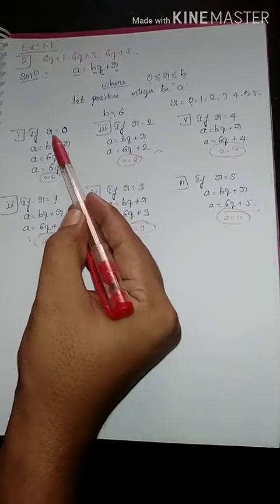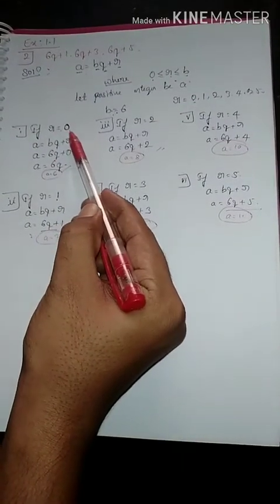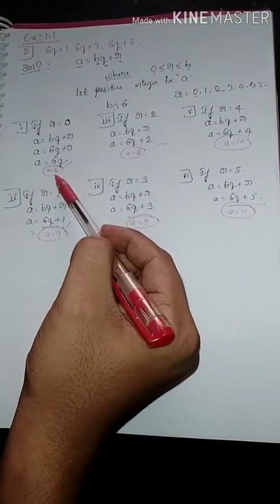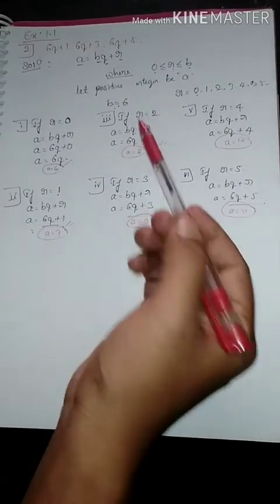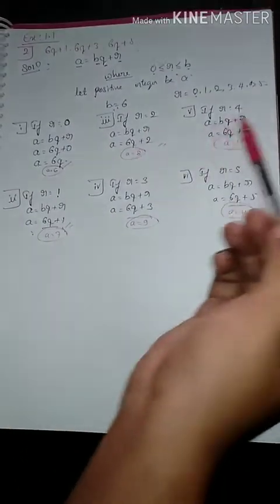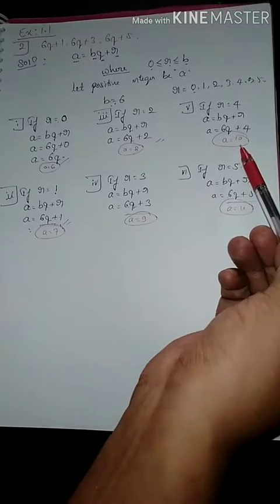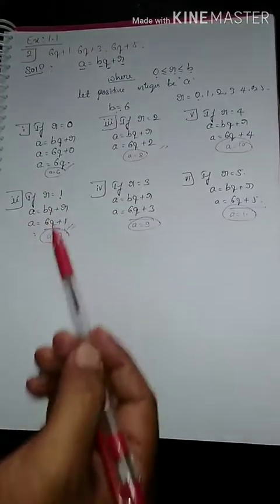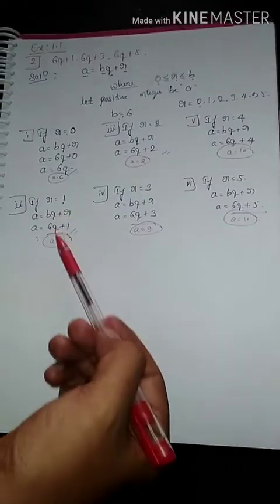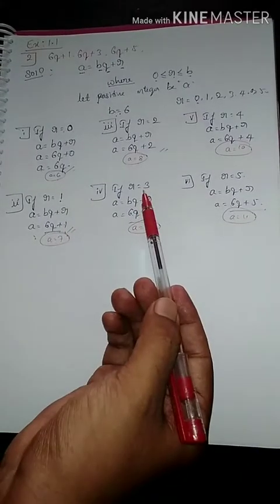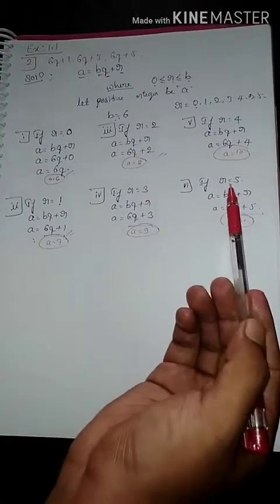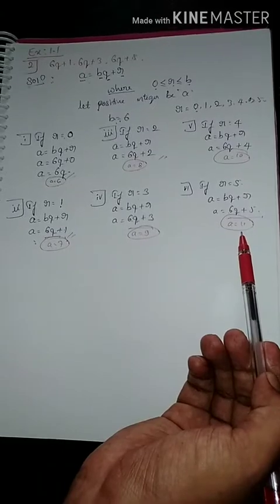See here students, if r is equal to 0, we got an even integer. If r is equal to 2, we got an even integer. If r is equal to 4, we got an even integer. Correct? So here, if r is equal to 1, we got an odd integer. If r is equal to 3, we got an odd integer. If r is equal to 5, we got an odd integer.